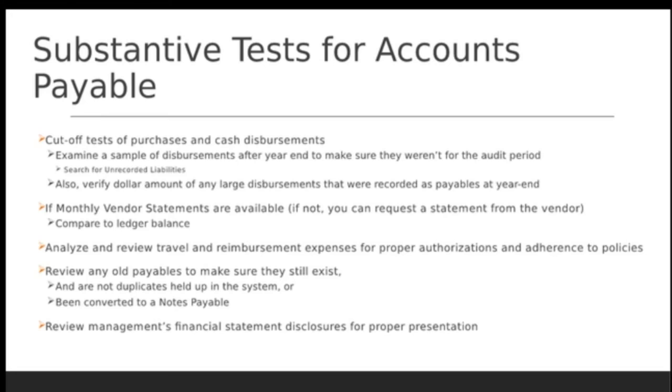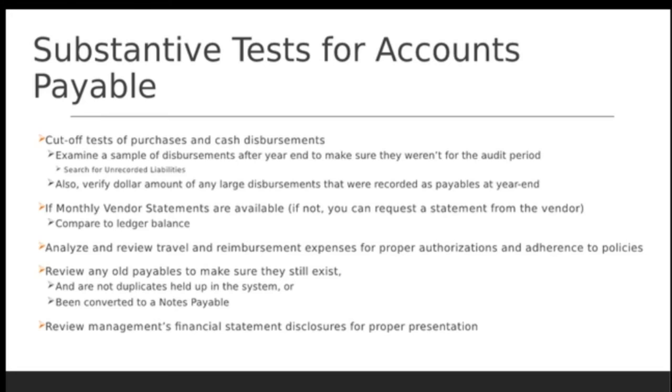You ideally would like to compare vendor statements to the year-end balances. So when you look at those statements, does it tie out to your accounts payable listing? If you don't have a vendor statement, and a lot of times people don't, you might request them from key vendors just to verify that what they've recorded is proper. You're going to analyze and review travel and reimbursement expenses. This isn't a testing basis, but you're just trying to see if they are going through the proper policies and authorizations before they expend and pay those travel and reimbursement expenses.